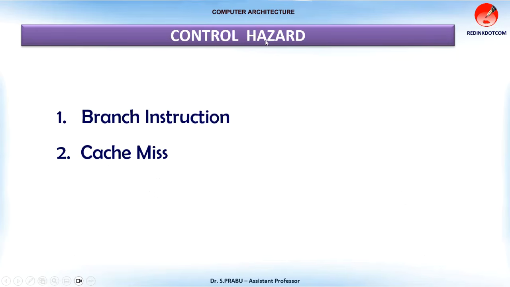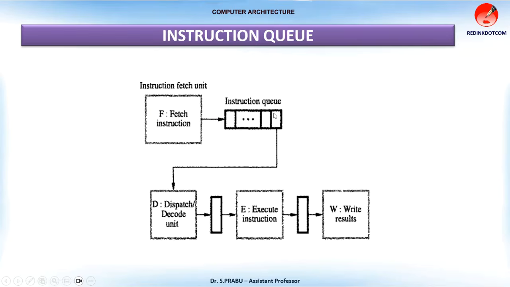So the control hazard can also happen because of a cache miss. That can be handled by an instruction queue. We can store a collection of instructions instead of reading them one by one from the main memory. So the delay can be avoided by this mechanism.